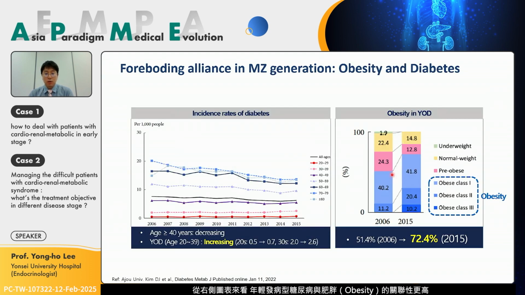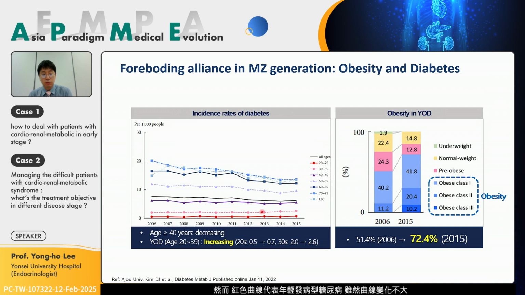And also, when you look at the right panel showing here, young onset diabetes has higher prevalence of obesity as well. So you can see from 2006 to 15, the obesity prevalence is really increasing, especially in the young onset diabetes. And when you look at the left panel shown here, these are the incident rates of diabetes, which the blue lines indicating the elderly diabetes. The elderly diabetes incidence is actually going down, which means the rate of diabetes is going down in elderly.